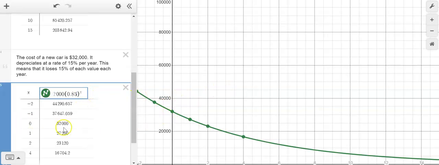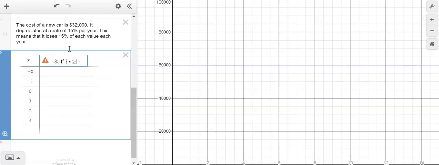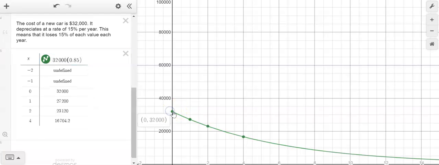So this means when x is 0, my initial value of my car is 32,000. So these values actually over here really don't make sense for this problem. If I really wanted to, I could get rid of them because I know I'm not going to have anything before that. So I can use these curly brackets to say x has to be greater than or equal to 0. And that would be a little more realistic and get rid of those negative values that really don't make sense for this problem. From there, it's going to decrease.